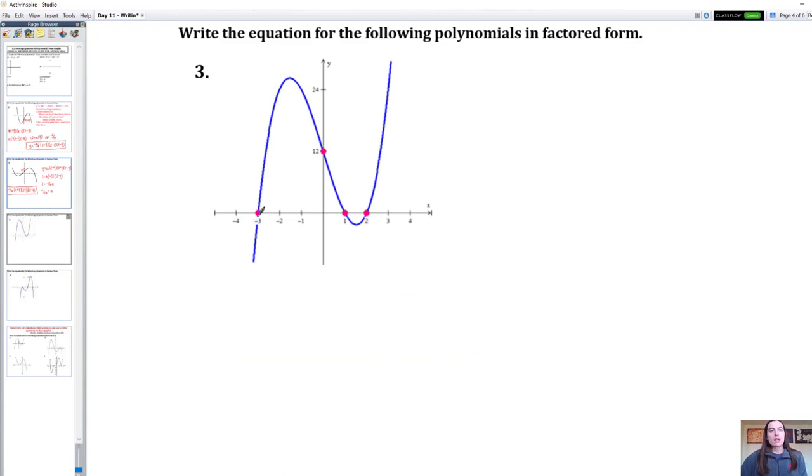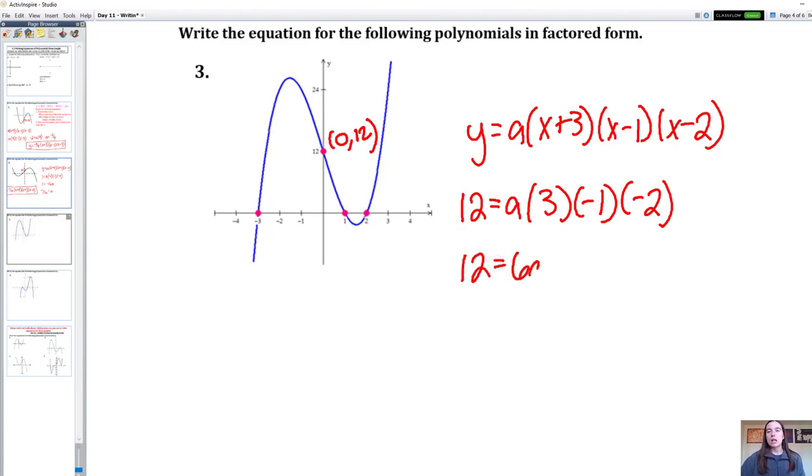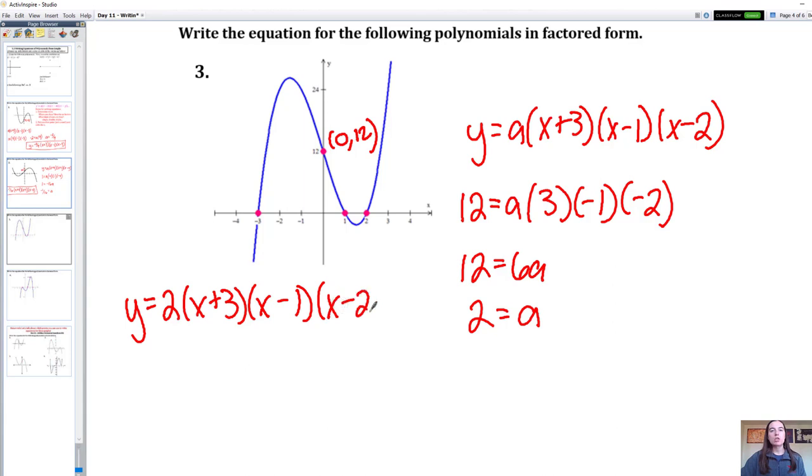We have a factor at x plus 3. We also have one at x minus 1 and another at x minus 2. Notice all of these are going through, so we're still going to keep those exponents as 1. So that's our original form. We have the point 0, 12. So plugging that in, I have 12 equals a times 3 times -1 times -2. 3 times -1 is -3, times -2 is +6. So 12 equals 6a. Dividing by 6, our value of a is 2. So our equation is y equals 2 times our factors. X plus 3, x minus 1, and x minus 2.